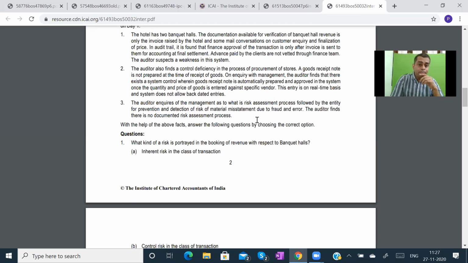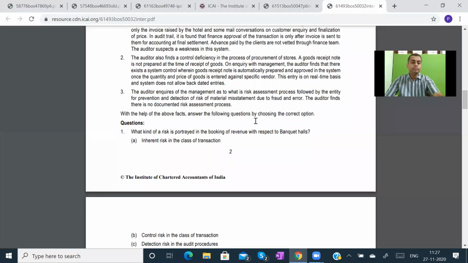Continue on, read point number 3. The auditor inquires of the management as to what is the risk assessment process followed by the entity for the prevention and detection of the risk of material misstatement due to fraud and error. The auditor finds there is no documented risk assessment process. So the auditor inquired of the management whether any risk assessment procedure is followed, and then came to know that there is no documented RAP. Risk assessment procedure is not documented. That is what the auditor found. Okay, now let us go to the questions.